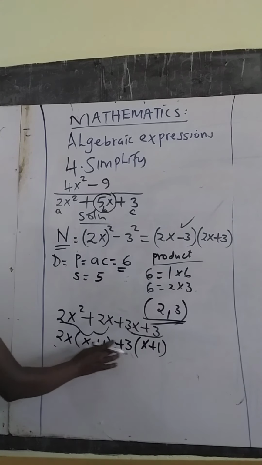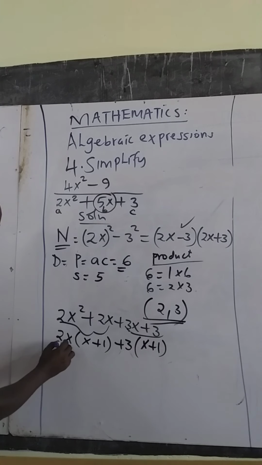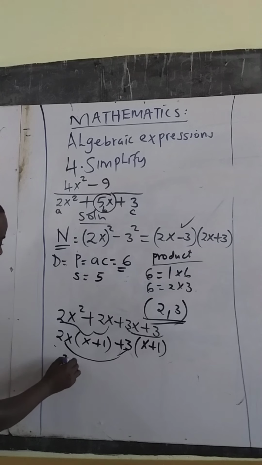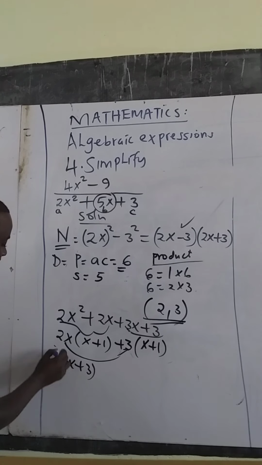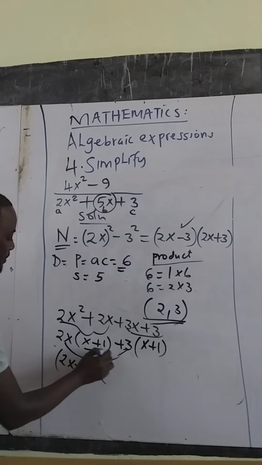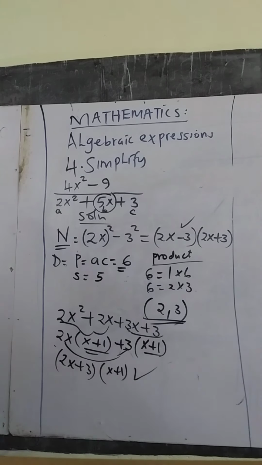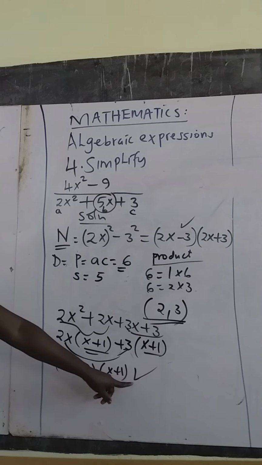This bracket is similar to this one. Then collect what is outside the bracket. Combine it: 2x plus 3 times, take one of the brackets, x plus 1. And that is the solution for the denominator.